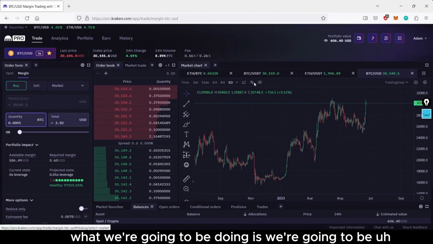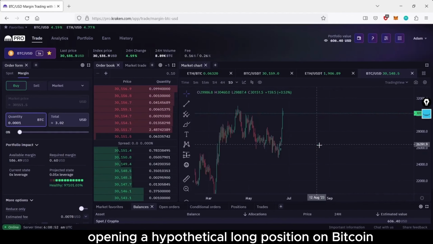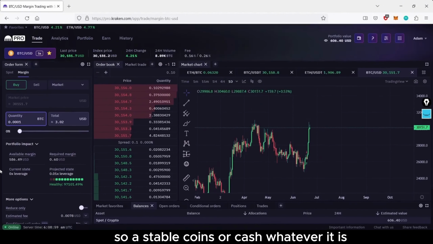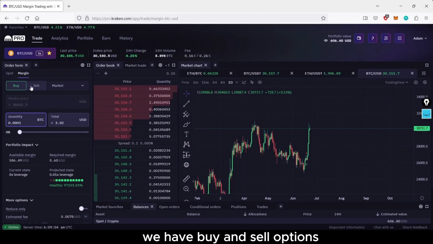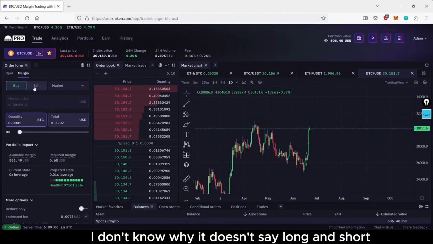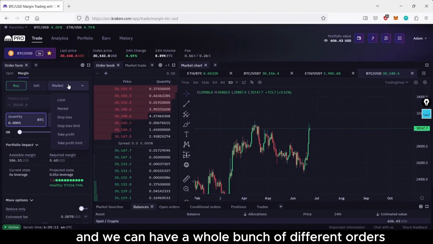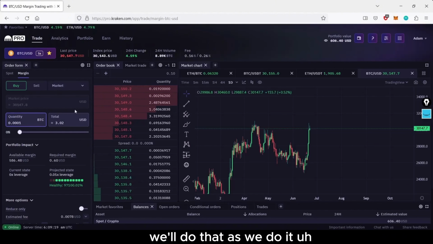What we're going to be doing is opening a hypothetical long position on Bitcoin. We have our cash margin, essentially stable coins or cash, whatever it is, and we're going to have a margin here. We have buy and sell options. This is the equivalent of going long and short. I don't know why it doesn't say long and short. I guess it's for simplicity purposes, and we can have a whole bunch of different orders. Now we're going to have to become familiar with these different orders. We'll do that as we go.